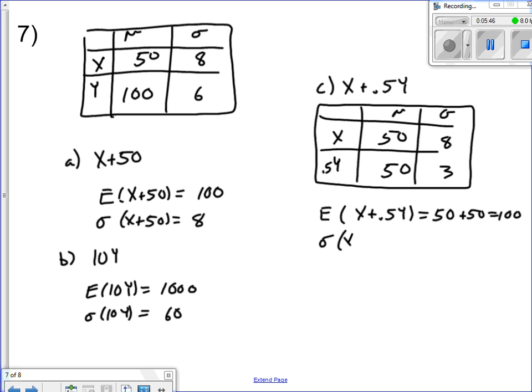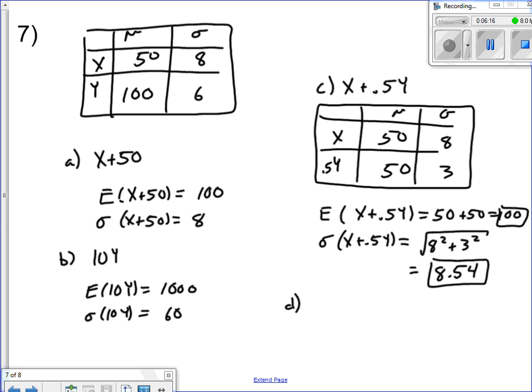Standard deviation of x plus 0.5y. Remember, now we're combining two different variables. We never add standard deviations. We always add variances. So in other words, 64 plus 9, excuse me, as I look at my answer, the new standard deviation is going to be 8.54. So again, you can see that variation went up.